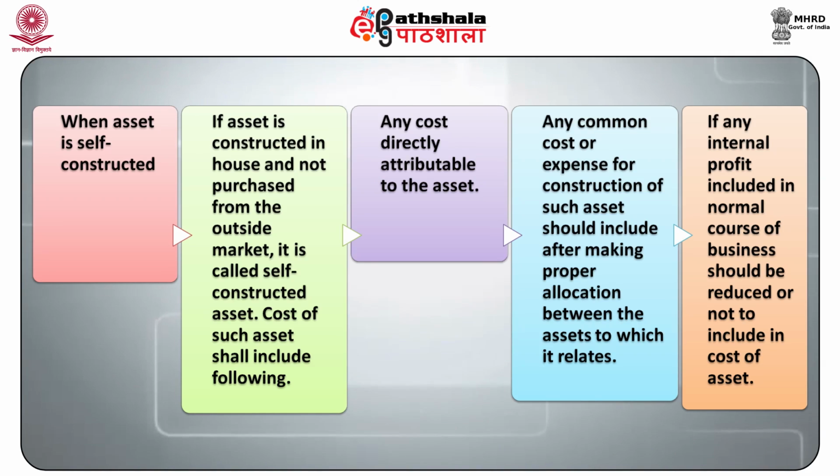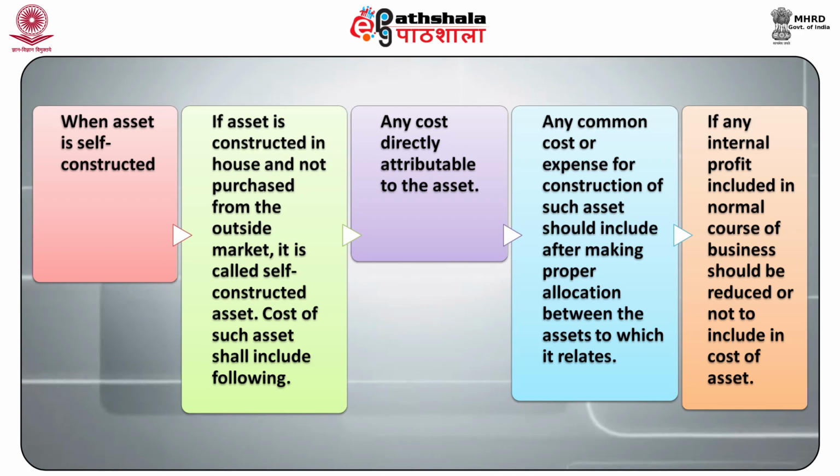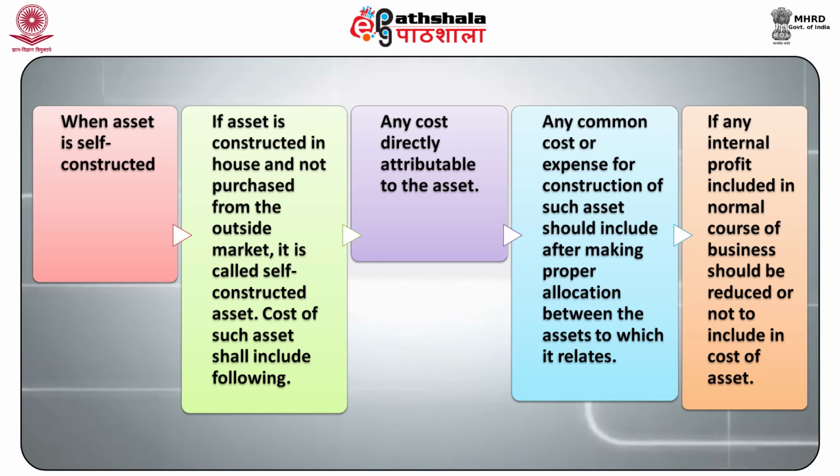Second, when an asset is self-constructed. A. If an asset is constructed in-house and not purchased from the outside market, it is called a self-constructed asset. Cost of such an asset shall include the following. B. Any cost directly attributable to the asset. C. Any common cost or expense for construction of such an asset should be included after making proper allocation between the assets to which it relates. D. If any internal profit is included in the normal course of business, it should be reduced or not included in the cost of the asset.